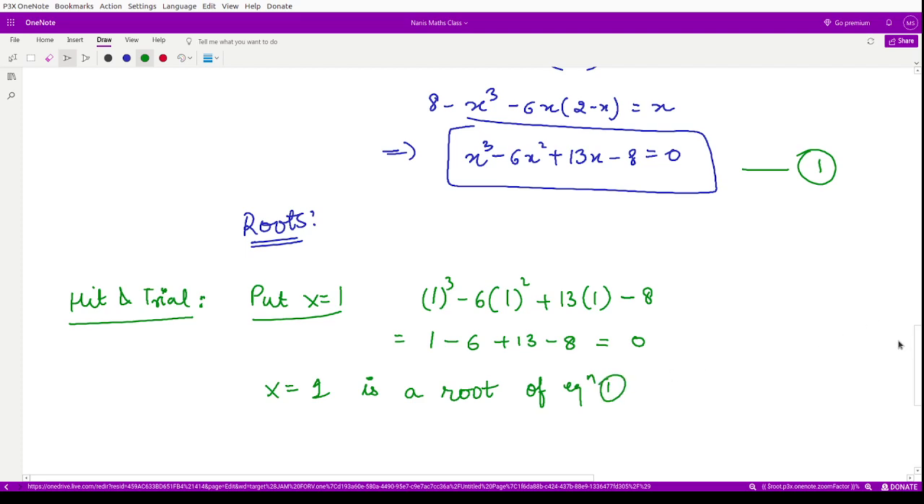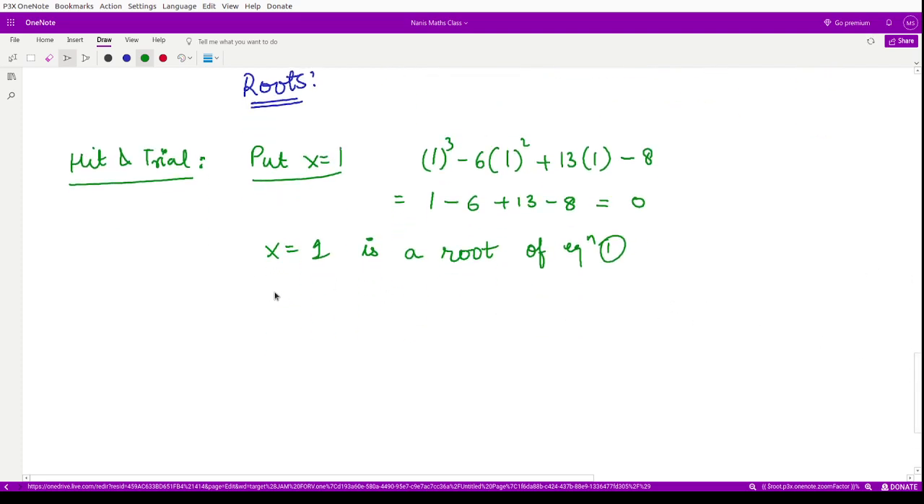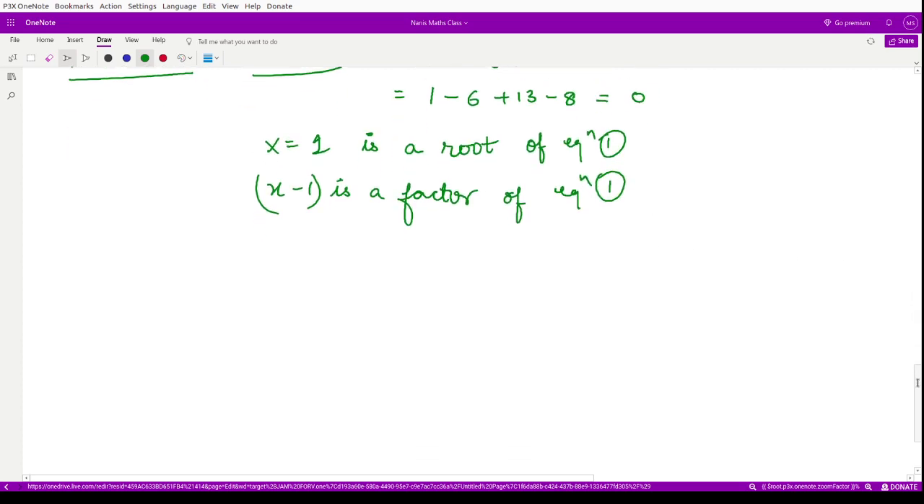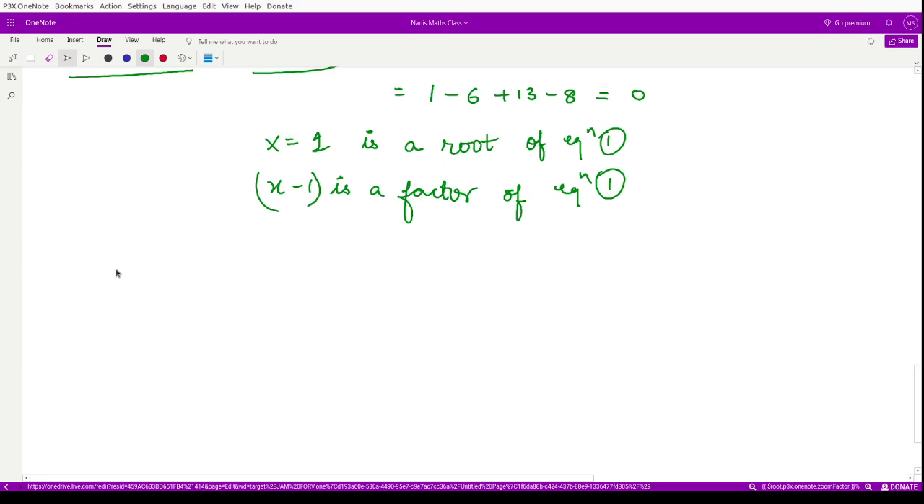If this is a root, that means x minus 1 is a factor. If this is a factor, so that means it will divide this equation completely using the division algorithm. So we may divide this x cube minus 6x square plus 13x minus 8 with that of x minus 1. So you know this procedure of dividing.